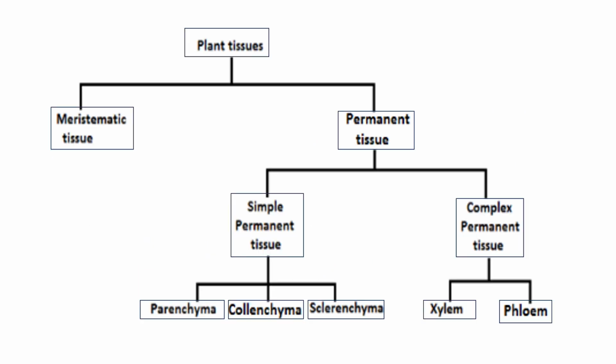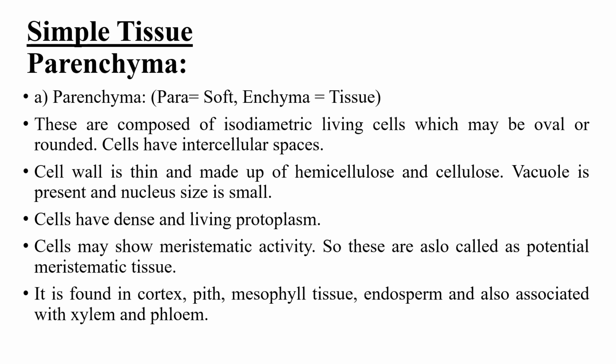Then the whole plant tissue is divided into two categories. One is meristematic tissue, one is permanent tissue. Permanent tissue is again categorized into two types. One is simple permanent tissue, the second is complex permanent tissue. Simple permanent tissue: one is parenchyma, second is collenchyma, third is sclerenchyma. Complex permanent tissue is divided into two categories: one is xylem and the second is phloem. The first category of simple permanent tissue is parenchyma.